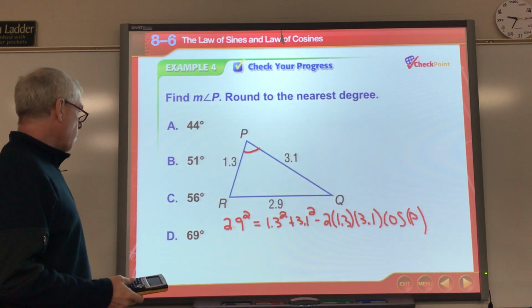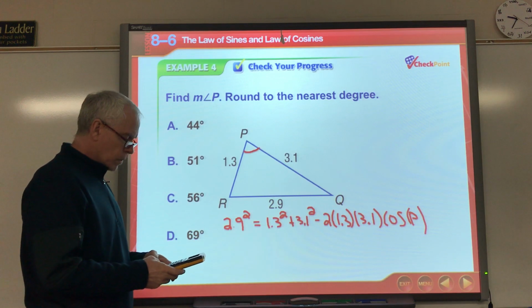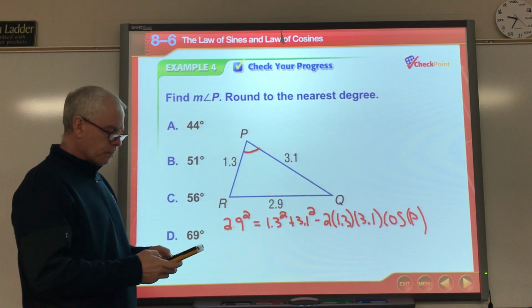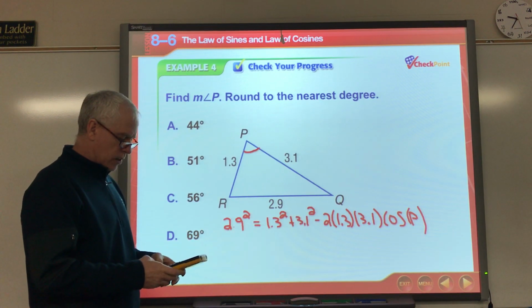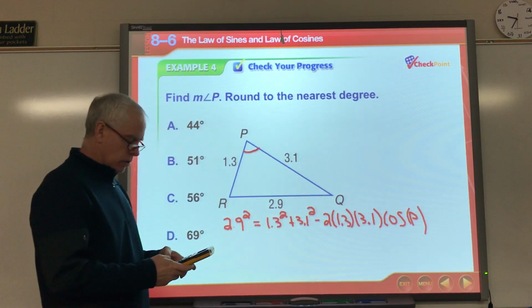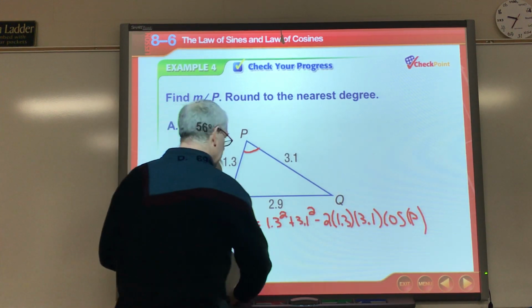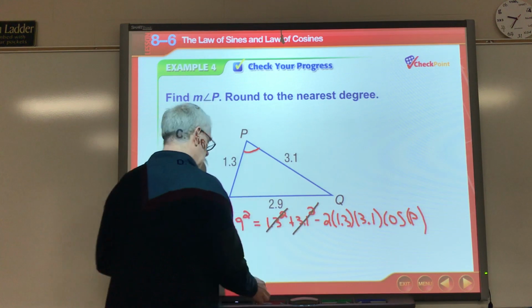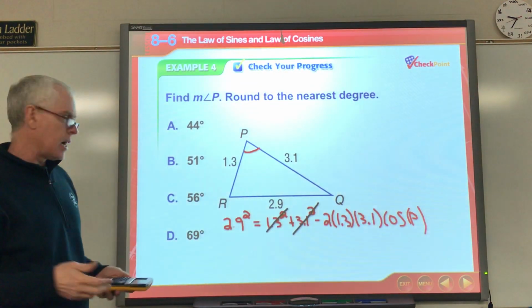All right. How are we going to get this by itself? So I'm going to type into my calculator 2.9 squared. I'm going to subtract 1.3 squared. And I'm going to subtract 3.1 squared. Okay? And so in essence, I've eliminated those. I'm at like negative 2.89 though.